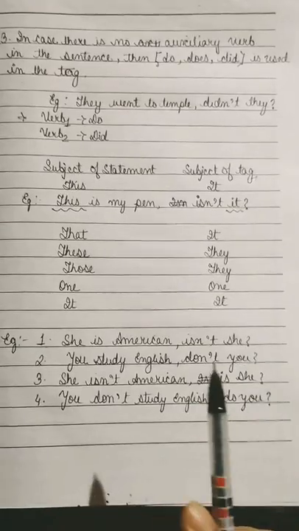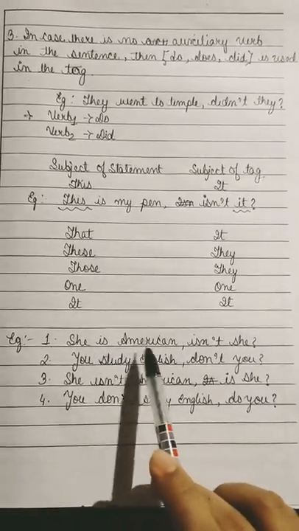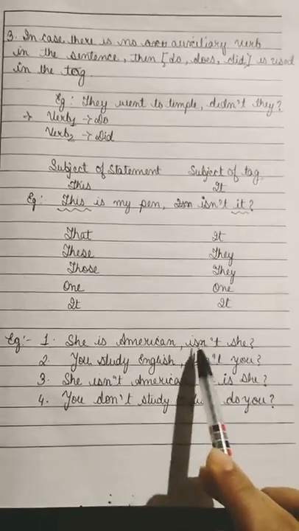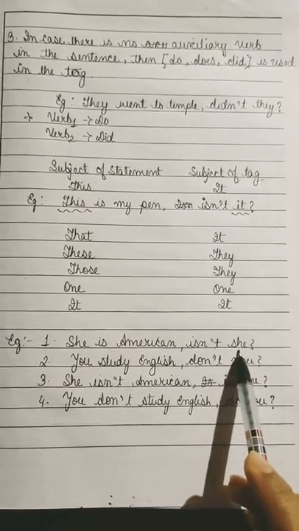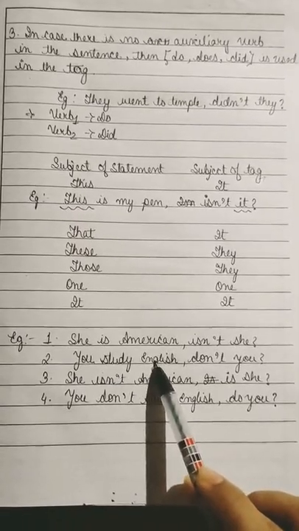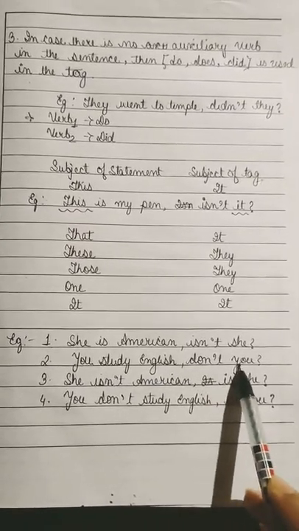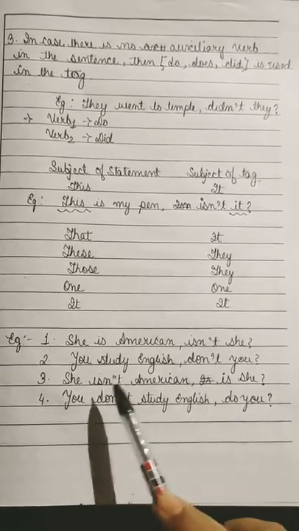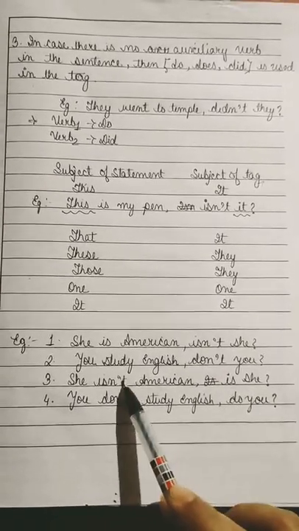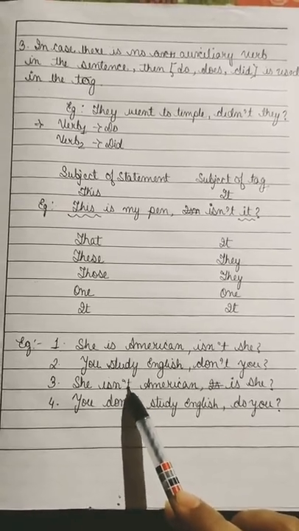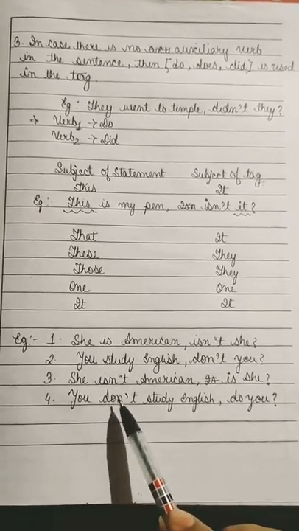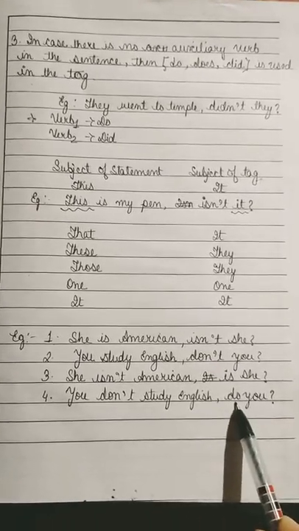Now let me give you a few examples. She is American. So this is a positive sentence, yes or no? There is no negation or negative. So here the question tag will be negative. Isn't she? You study English. So this is also a positive sentence. So here, don't you? This question tag has got negative. She isn't American. Is she? Here the statement is negative. So the question tag is positive. You don't study English. Here the statement is negative. So the question tag is positive.